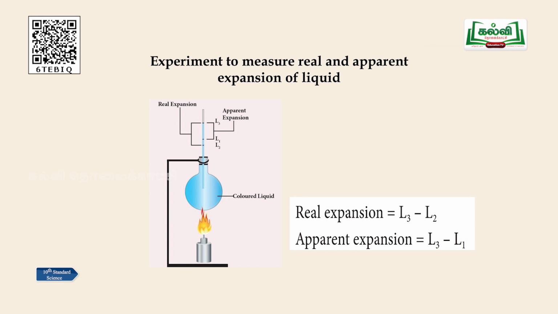So one is L1, one is below it, L2, and one is above L1, that is L3. Now from these three we have to find what is the real and what is the apparent expansion. You can see the real expansion is L2 to L3, and the apparent expansion is L1 to L3. So this is how we calculate the real and apparent expansion.